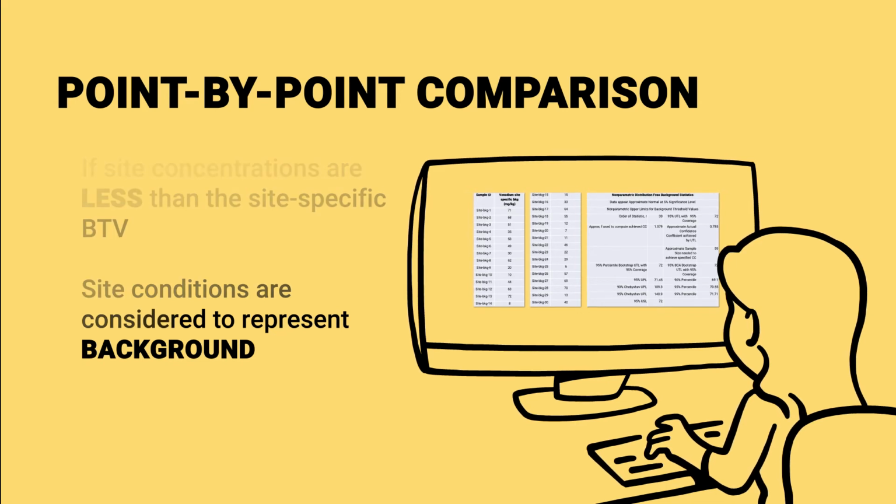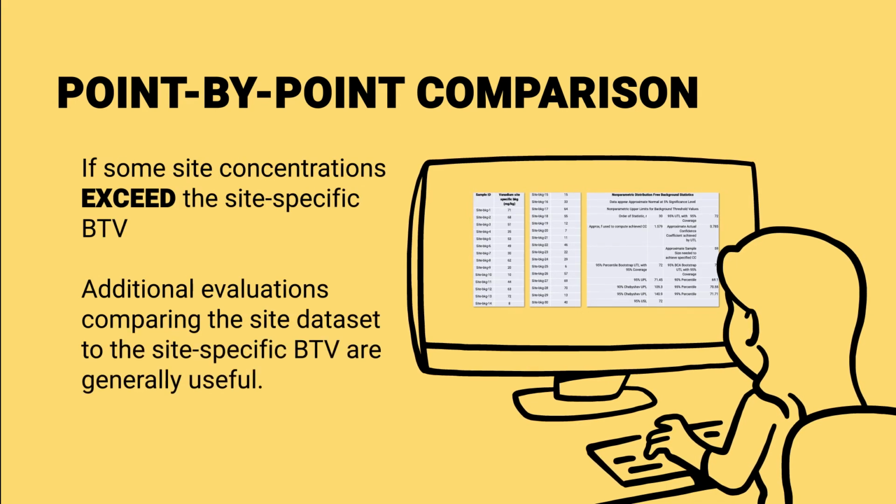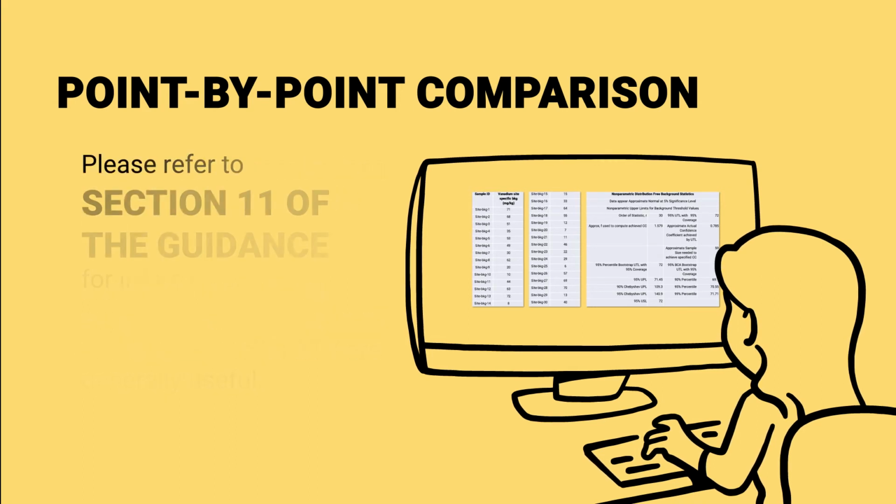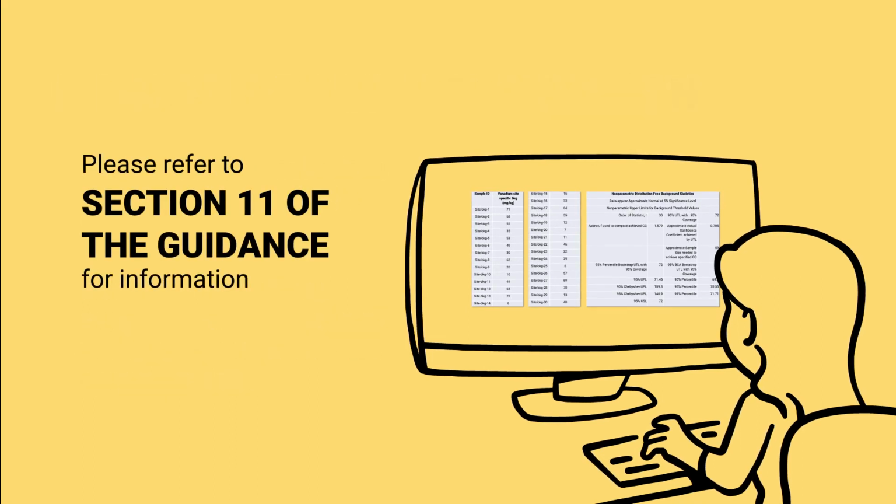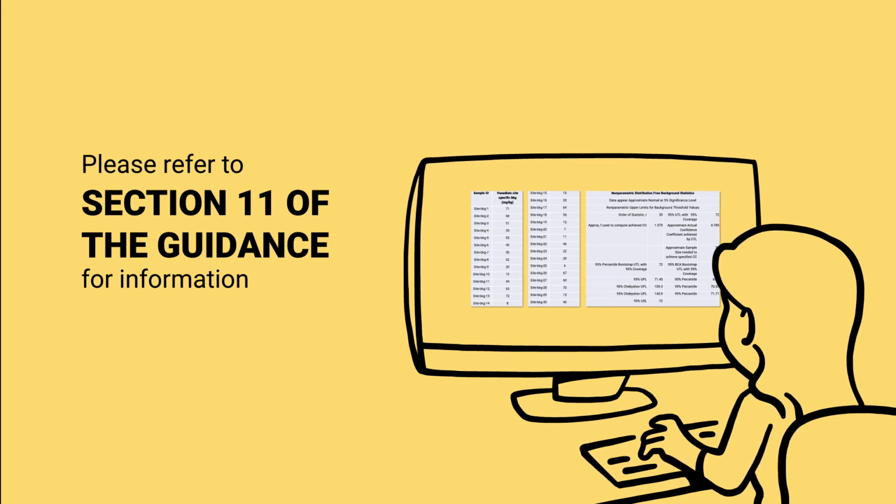If some site concentrations exceed the site-specific BTV, additional evaluations comparing the site dataset to the site-specific BTV are generally useful. These additional evaluations include graphical and spatial comparisons and the test for proportions. Please refer to Section 11 of the Guidance Manual for information on these additional evaluations.